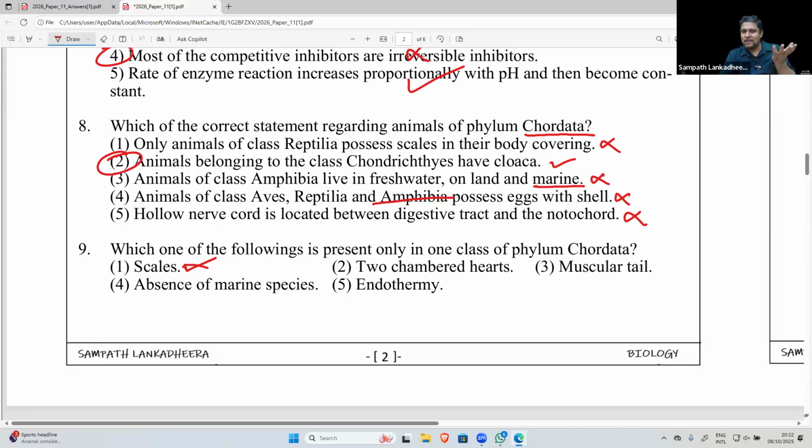Two-chambered heart: Osteichthyes and Chondrichthyes. No. Muscular tail. No. Absence of marine species. Oh, correct. Endothermy, no. So we have the fourth one as the answer.